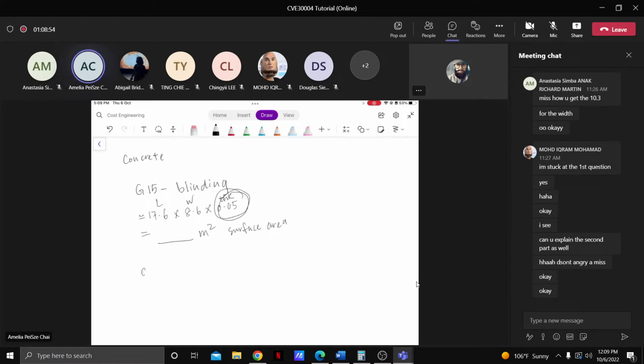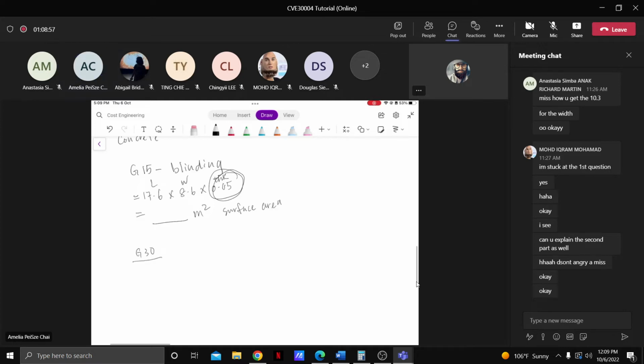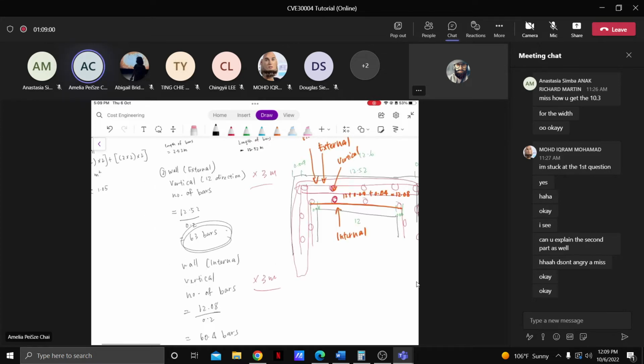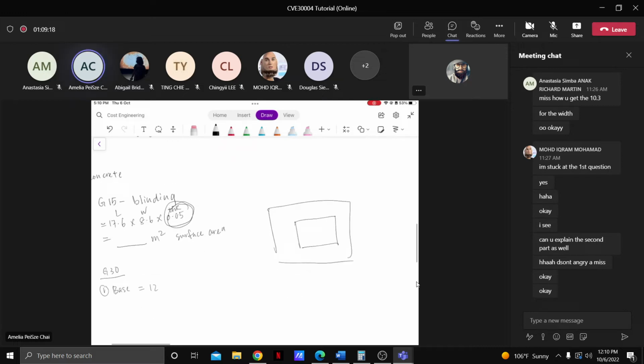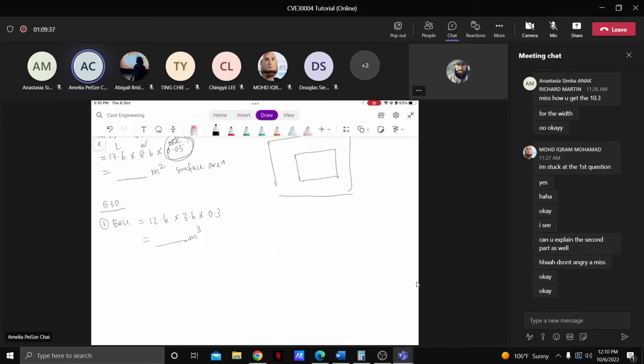Next one is your G30. Two ways you can do this. One is by having the big dimension minus the small dimension. Another way is you cut it into sections. So first you have your base. Your base is how much? 12.6 multiplied by 3.6, then multiply by 0.3. That one is for your base. No problem with base.